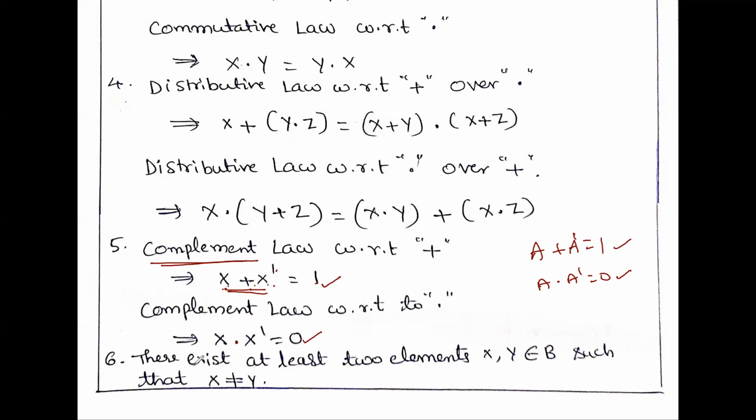The next one is that there exist at least two elements such that x not equal to y. That means the set already has the binary values x and y that belong to B. B means the set of binary values x, y. These two should always not be equal. That means 0 and 1 we always have to maintain. There exist at least two elements x, y belonging to B such that x not equal to y. So these are the various basic definitions which we are going to use in Boolean algebra.